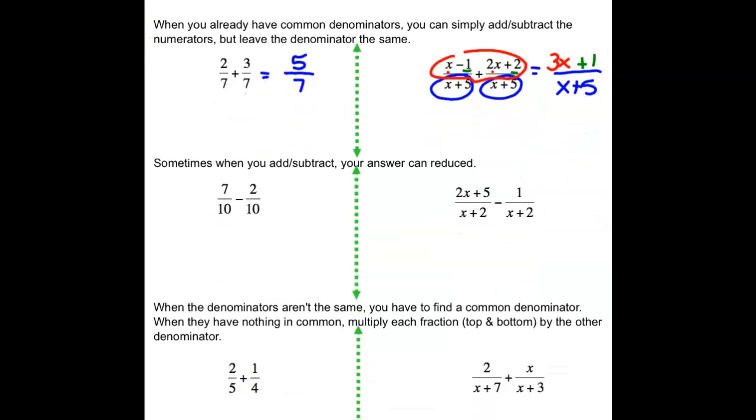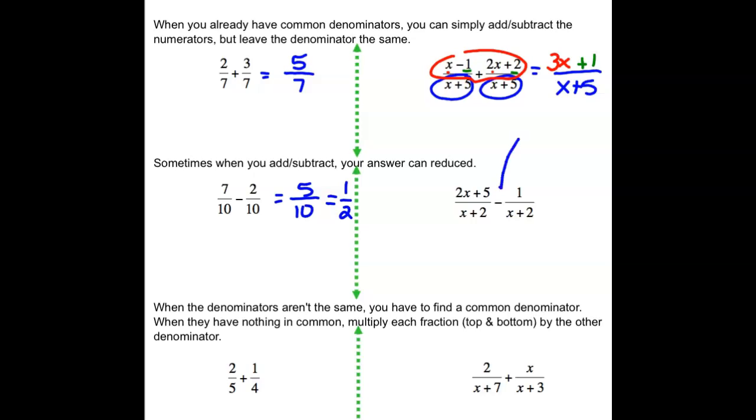Sometimes when you add or subtract, your answer can be reduced. For example, in this one, if we have 7/10, we're subtracting 2/10, we're left with 5/10. But that can be reduced. We can divide out a common factor of 5 to get 1/2. Same thing is true with algebraic ones.